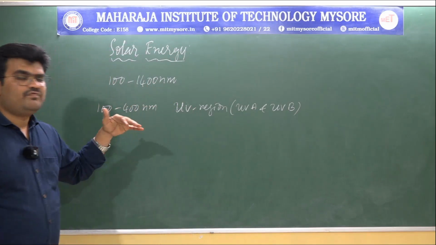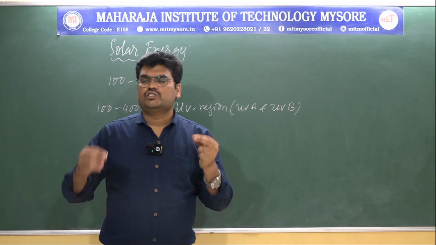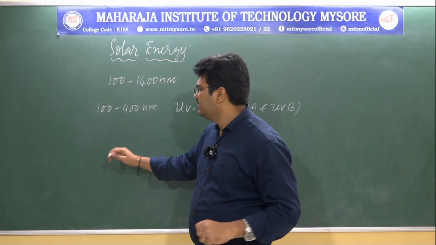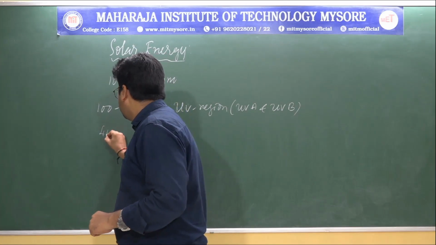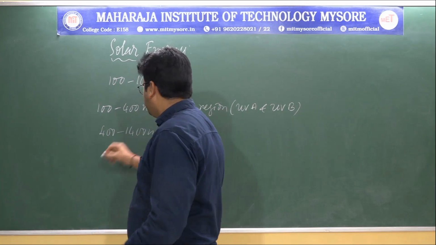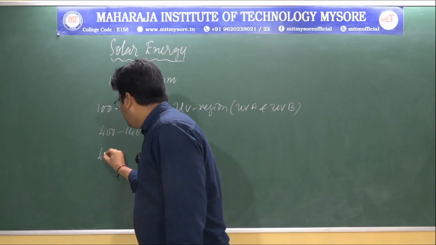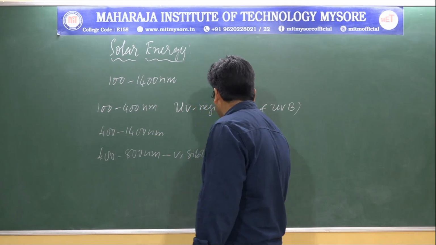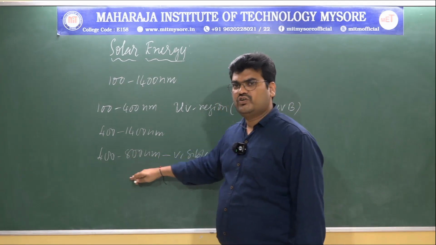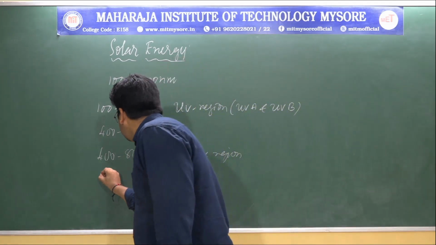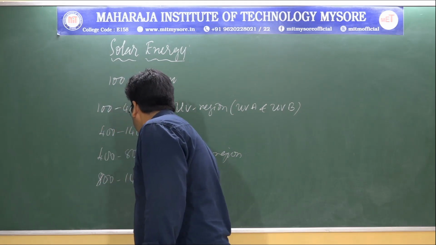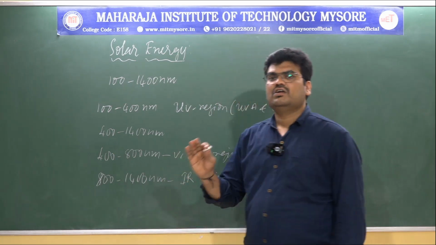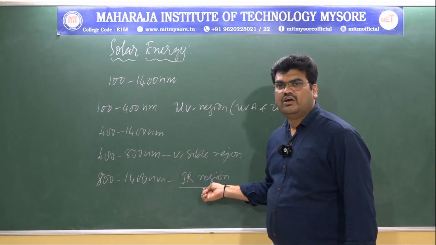And the remaining 45% of the total light and heat radiations fall on the Earth's surface, in the range from 400 to 1400 nanometer. Out of this, 400 to 800 nanometer is called the visible region, that is VIBGYOR. It consists of light radiations. The remaining radiations, falling in the 800 to 1400 nanometer range, are called infrared radiations, or the IR region, and they are commonly called heat radiations.